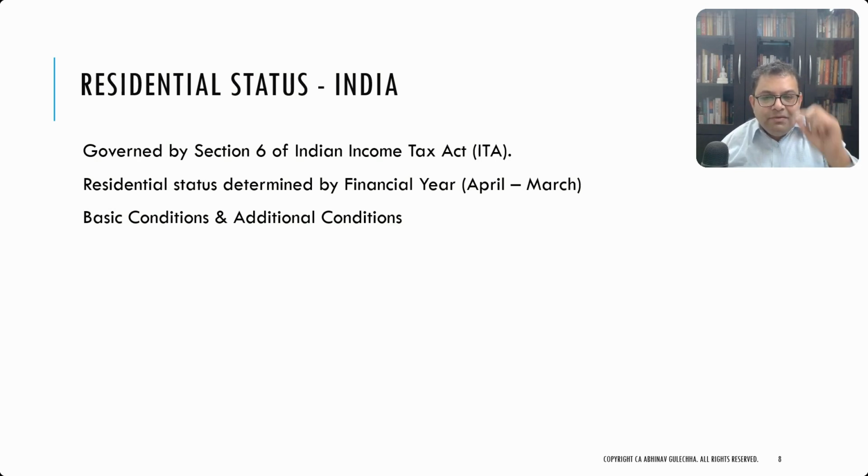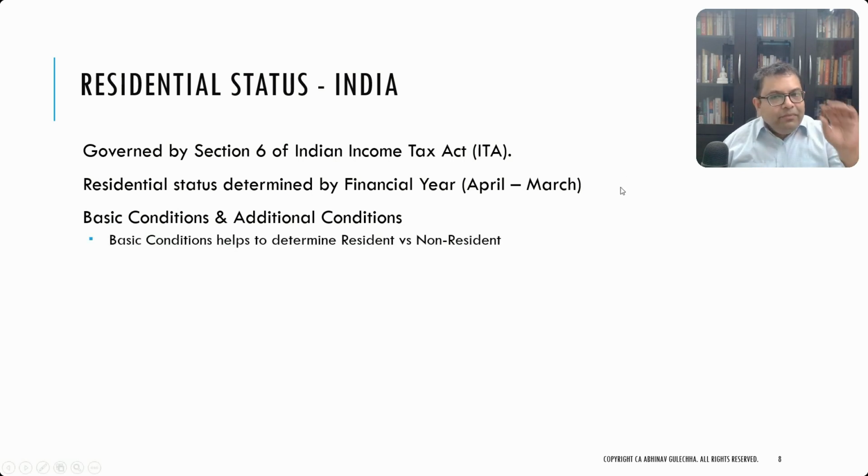Even within resident, there are two categories: resident and ordinarily resident, which is ROR, and resident and not ordinarily resident. So in all we have three categories, but broadly two: resident and non-resident. The scheme of calculating the residential status in Section 6 is that there are basic conditions. Through the basic conditions, you check whether a person is a resident or a non-resident.